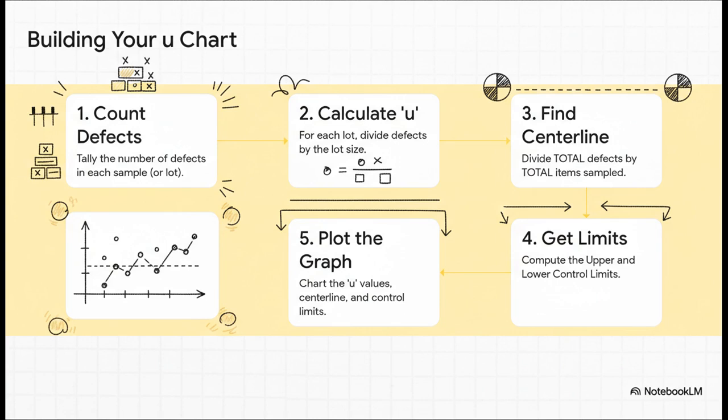Simple enough. Second, for every single one of those batches, you calculate U. That's just defects divided by the batch size. Third, you figure out your overall average, your center line. You just take the grand total of all defects and divide it by the grand total of all the items you checked. That's your baseline. Fourth, you calculate your control limits. Think of these as the statistical guardrails for your process. And then finally, step 5, you just plot everything on a graph.